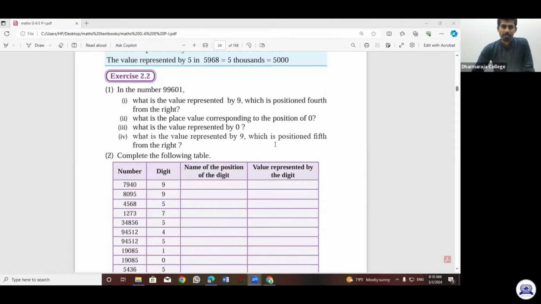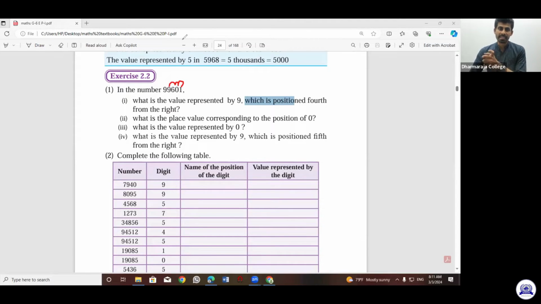Exercise number 2.2 on the place value lesson. Let's try to do this one. In the number 99,601, what is the value represented by 9 which is positioned fourth from the right? 1, 2, 3, 4. Fourth from the right.